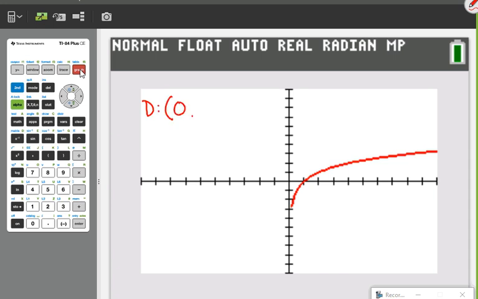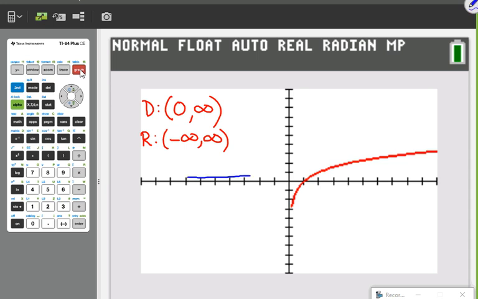The domain is all positive numbers from 0 to infinity. As you can see, this graph is not hopping over the y-axis, over to the left side. It's only going to hit x values that are positive. The range, on the other hand, is all real numbers. And if you recall our study of exponential functions, the domain and range are flip-flopped.